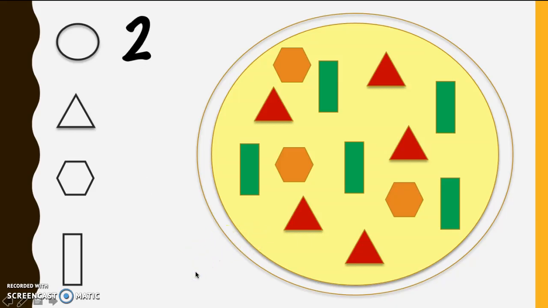All right, how many triangles do you see? Good job. There are 5 triangles. How many hexagons? Fantastic. There are 3 hexagons. And how many rectangles? Wonderful. There are 5 rectangles.